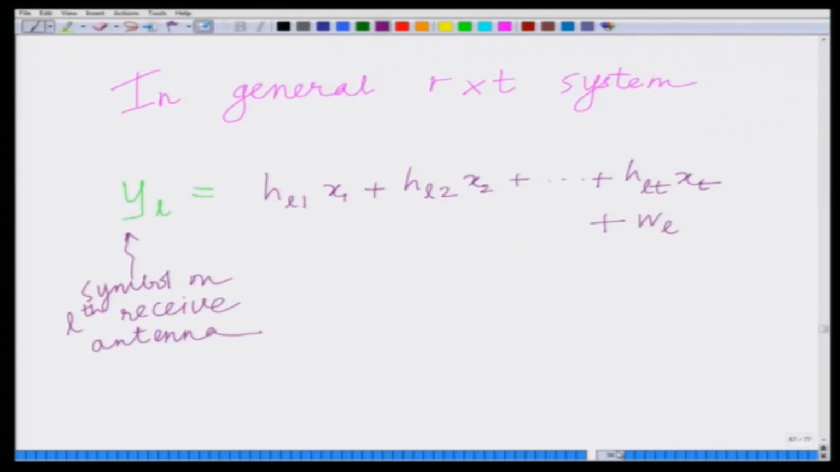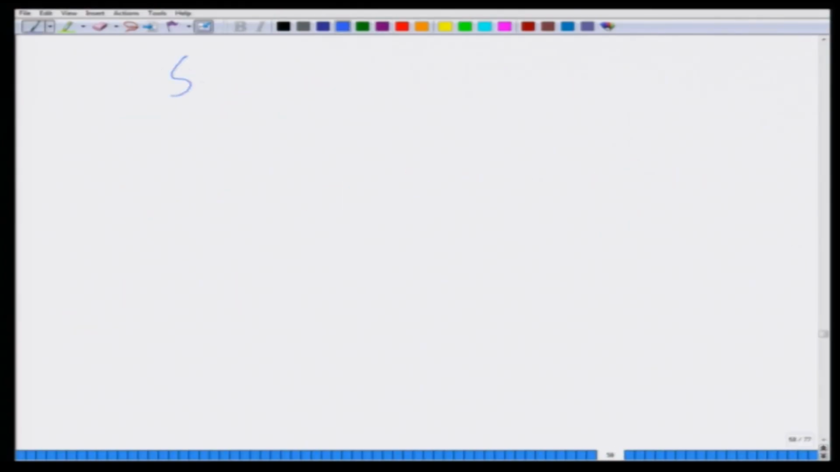Let us now look at some special cases of this MIMO system. One is something that we are already familiar with, when T equals 1, when the number of transmit antennas is equal to 1. When the number of transmit antennas is equal to 1, we have an R cross T MIMO channel, but T equals 1.